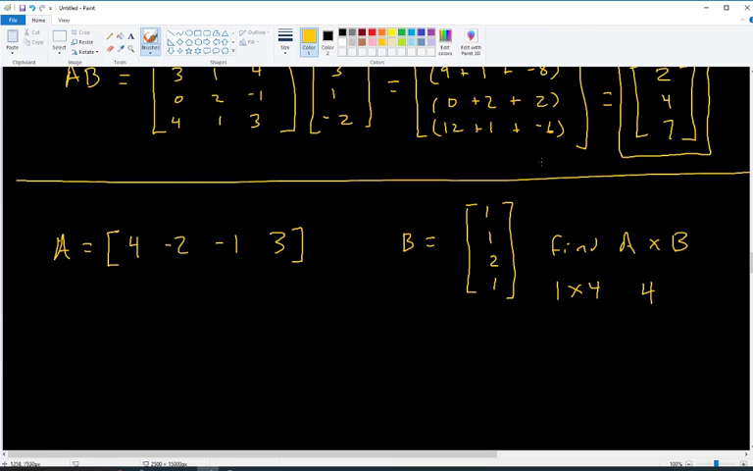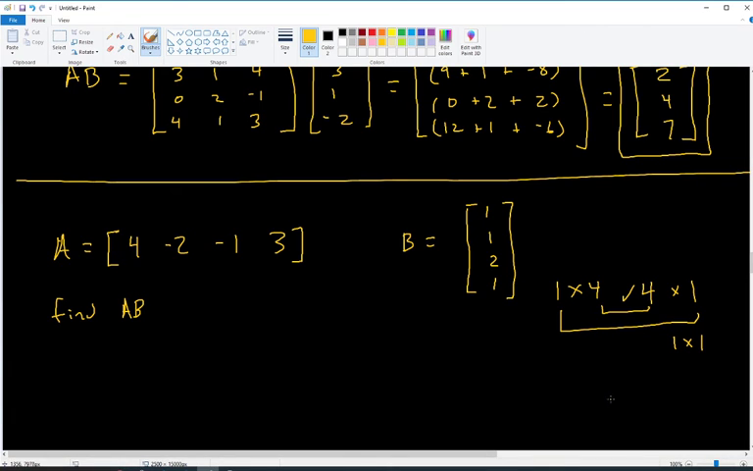Whoops, when I wrote find A x B like that, I should probably just write it as find AB. So find A times B. B is a 4 by 1, so A is a 1 by 4, B is a 4 by 1. Middle numbers match. So we're going to get a 1 by 1 matrix back, which is a little weird. And then we'll reverse and we'll find B times A.